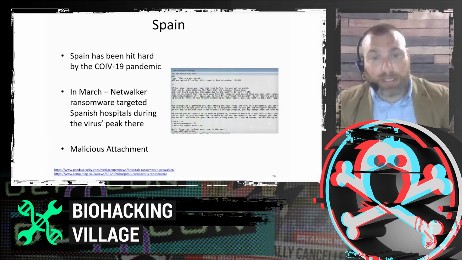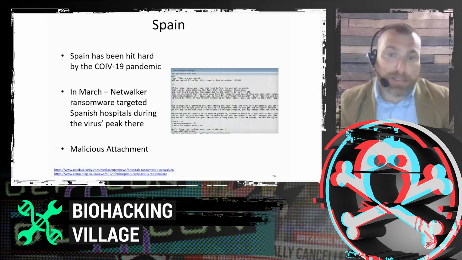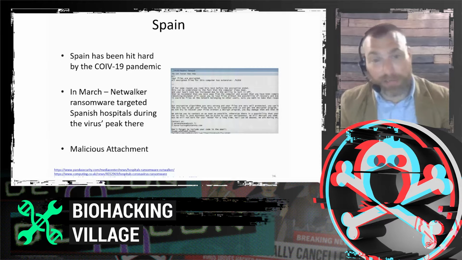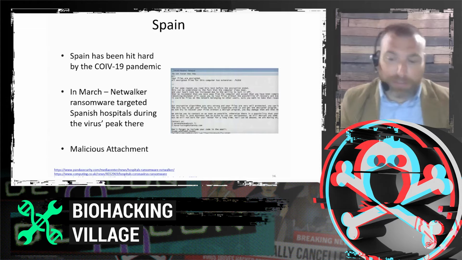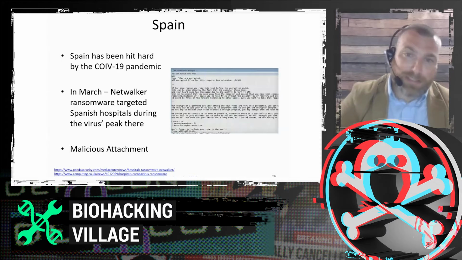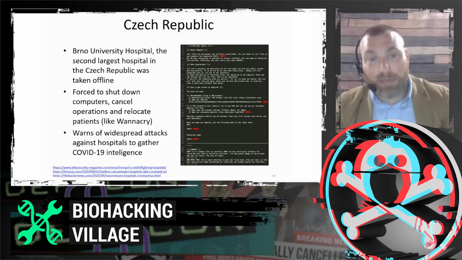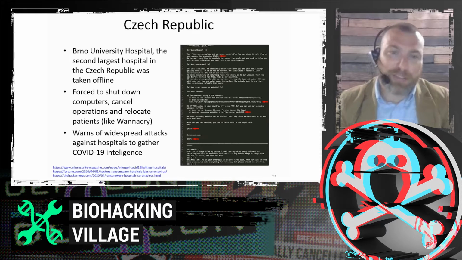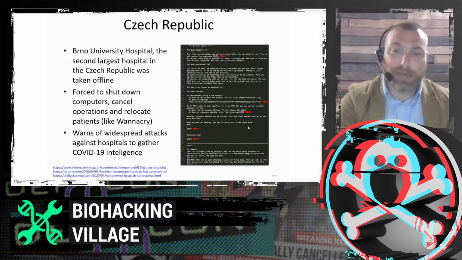Spain at that time was particularly hard hit by COVID-19, and a Spanish hospital was hit by the NetWalker ransomware. It specifically targeted Spanish hospitals during the peak of the virus there, using a malicious attachment. Czech Republic as well. Brno, I believe that's how it's said, I hope that's not incorrect. University Hospital, which was the second largest hospital in the Czech Republic, was taken offline. It was forced to shut down, and this attack was very, very WannaCry-esque.